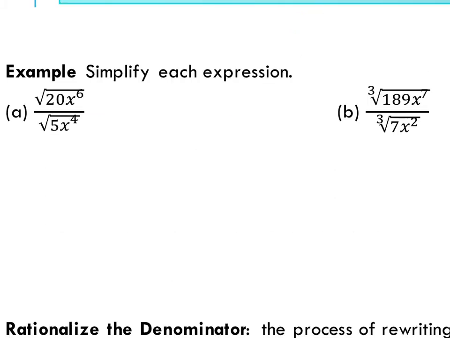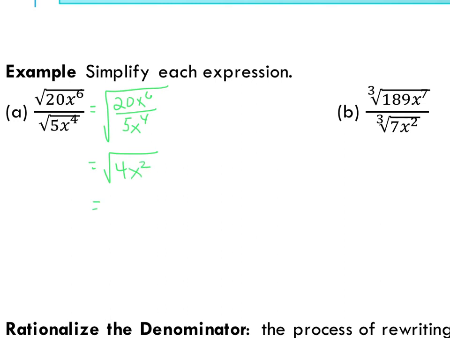So this brings us to our next type of problem. We're going to simplify each radical expression. So the first thing I'm going to do is write a giant square root sign, and I'm going to put 20x to the 6th over 5x to the 4th. And I'm going to reduce that fraction. We know 5 and a 20 is 4, and x to the 6th over x to the 4th is x squared.